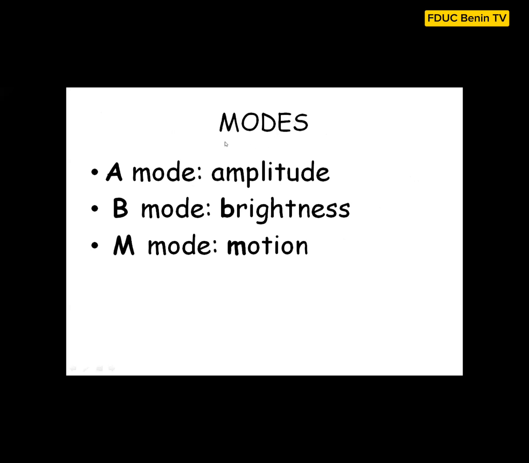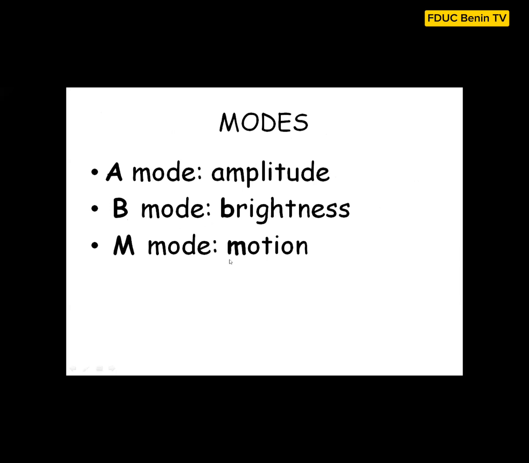Another knob we see on the machine is the mode. You see B mode, you see M mode. That is what we commonly use. Now, B mode is for brightness, M mode is for motion. When you are scanning, you're already on B mode. That is the brightness mode. That is the mode we use for scanning.